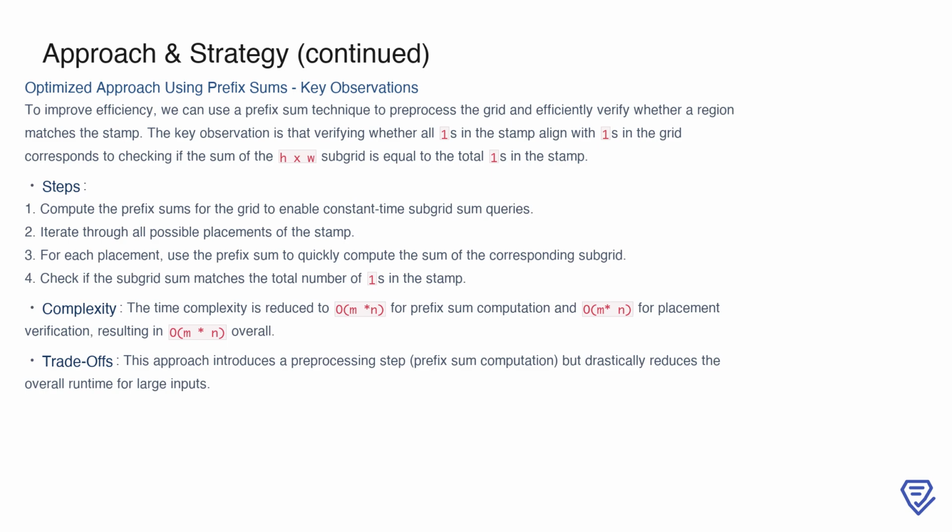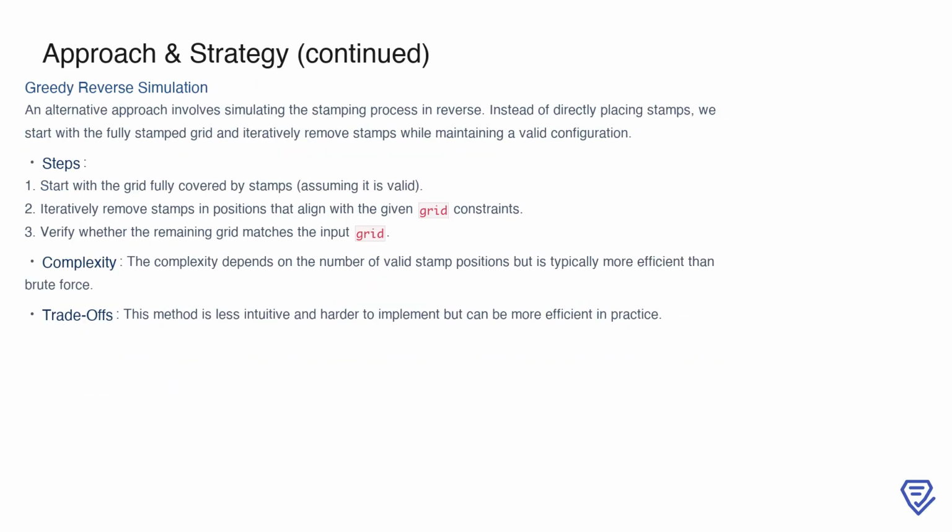This method drastically reduces the overall time complexity to m multiplied by n, as the prefix sums are computed once, and the placement verification for all positions is linear in complexity. While it introduces a pre-processing step, the reduction in runtime makes this approach highly scalable for large grids and stamps. Another approach to solve this problem is greedy reverse simulation.